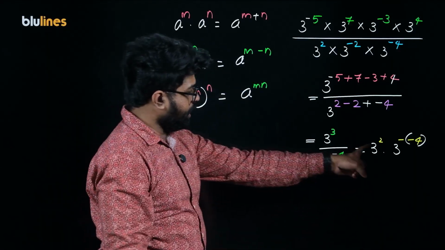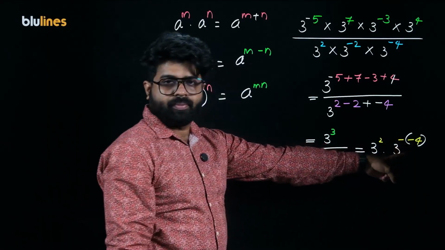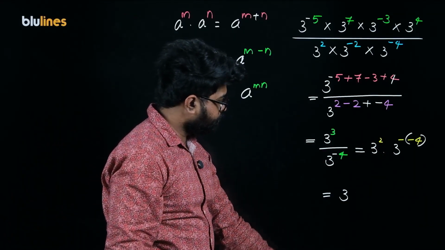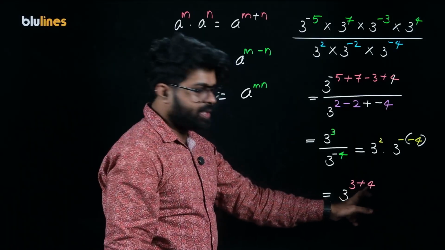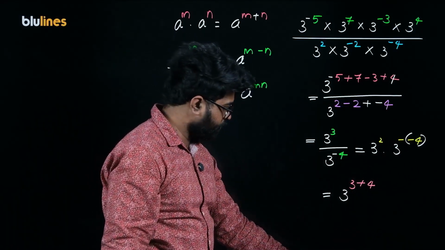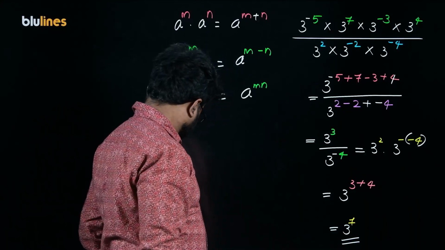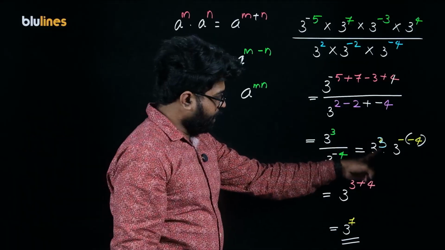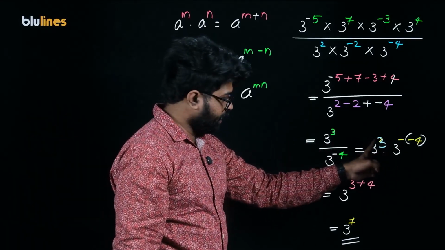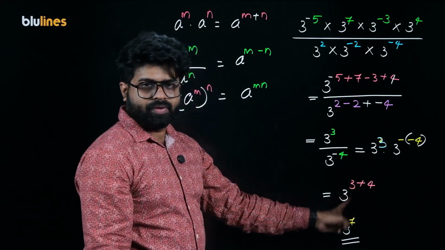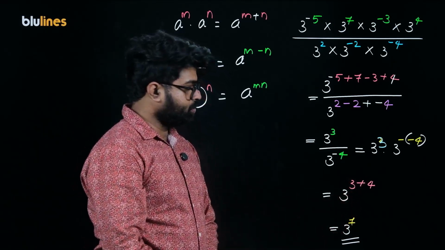3 raised to 3 into 3 raised to minus of minus 4. Basically here it is 3. So you have 3 raised to 3 plus 4. Negative of negative, which is positive, 3 plus 4, and that is equal to 3 raised to 7. Here it is basically 3 because a raised to m into a raised to n. So 3 raised to 3, negative of negative, that turns to be positive. So 3 raised to 3 plus 4, which is 7. So the answer is equal to 3 raised to 7.